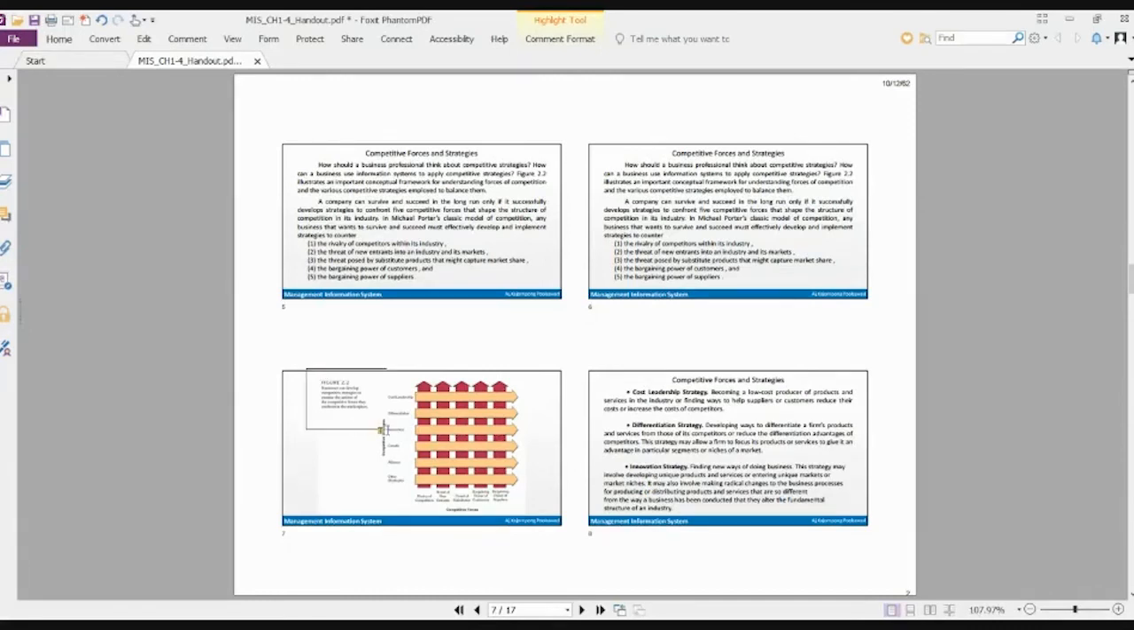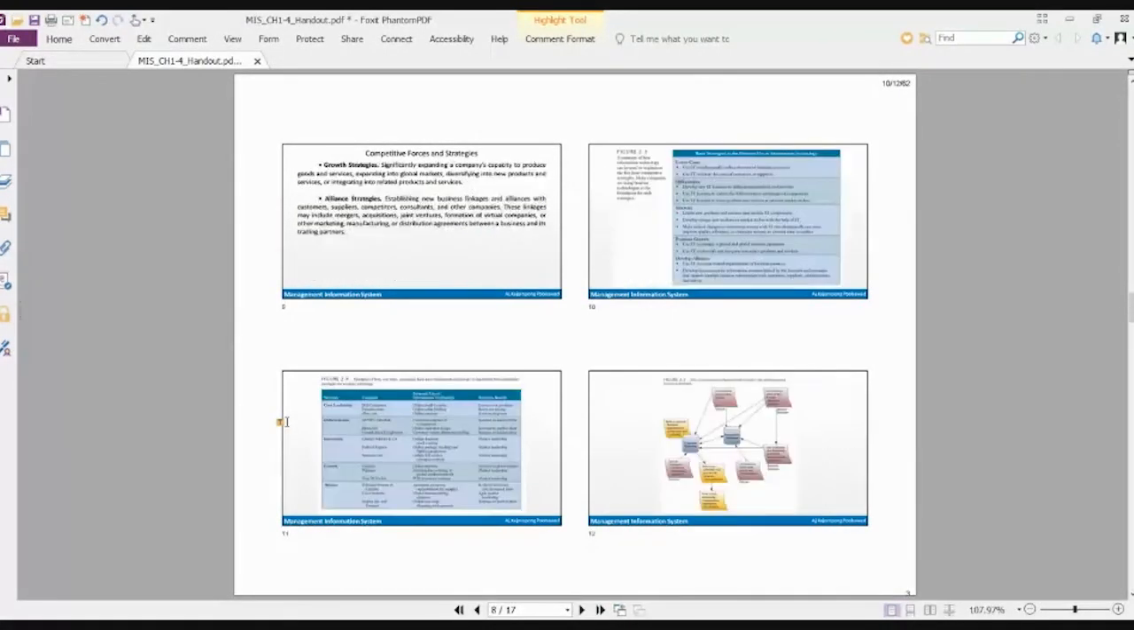Okay, here is the strategy that we talk about, the competitive forces and the competitive strategy. What does this picture represent? Give me a reason and an example.